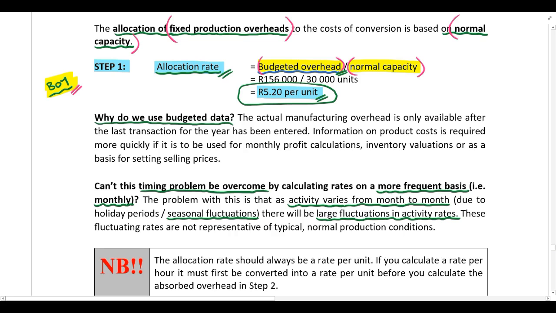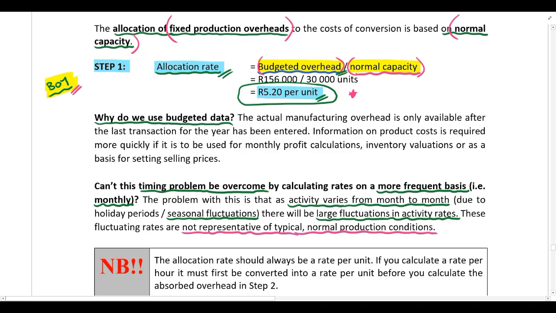And the problem with that is we know in terms of IAS 2, normal capacity is the capacity that is expected to be achieved on average over a number of periods or seasons under normal circumstances. So if this rate is fluctuating every month, then this does not represent typical normal production conditions. So please note, we don't perform this calculation every single month based on actual information.